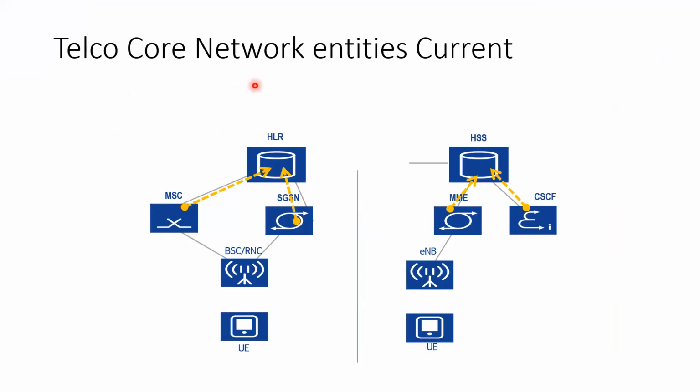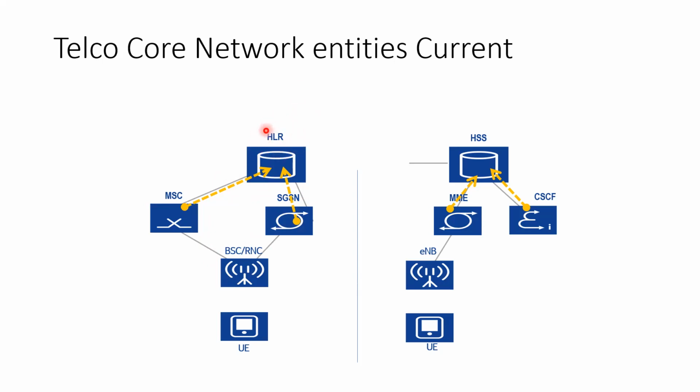Okay, next. This is a little bit about telco core network entities currently. On the right is the 2G, 3G network. On the left is the 4G network. Depends on where we see. In the left, this is the 2G, 3G network.